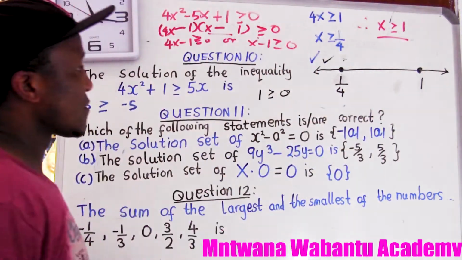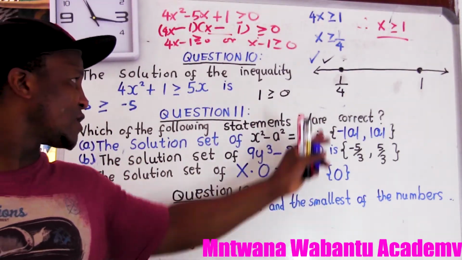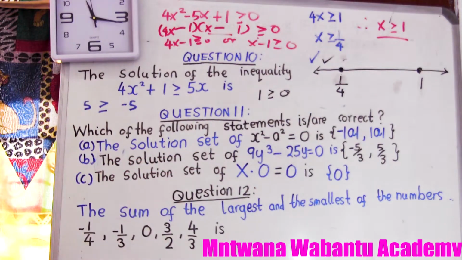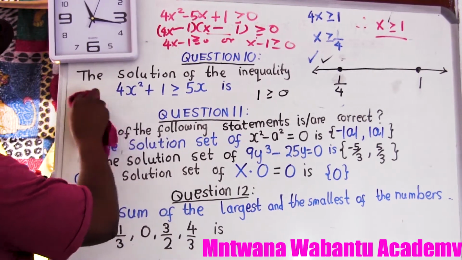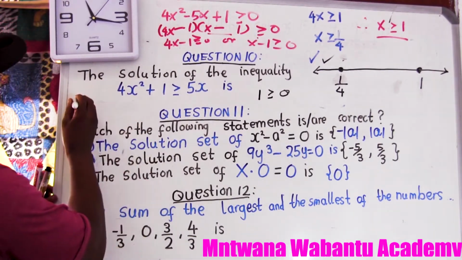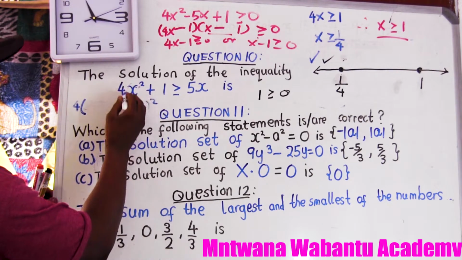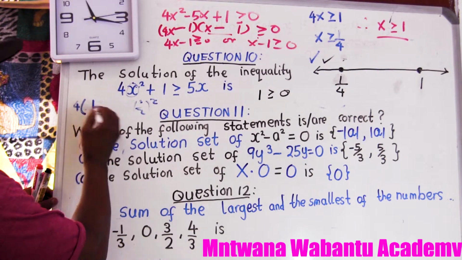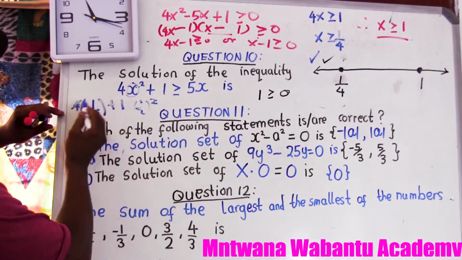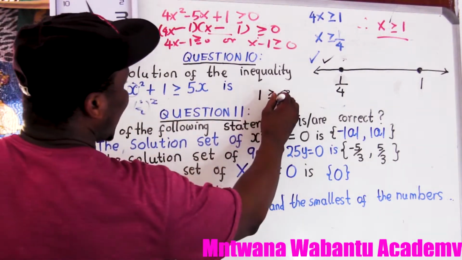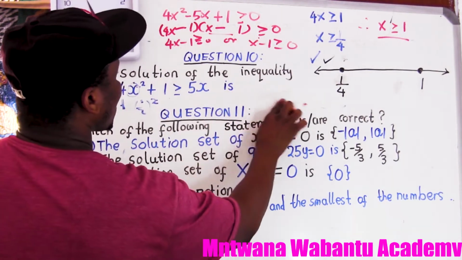Now let's take a number in between. Between a quarter and 1, which number is between them? Let's say a half. Now, let's plug in a half here and see if it's true or not. If I put a half here, it's going to be 4 times a half, which is 1 over 2, and then we square. 1 squared is 1, 2 squared is 4, so 4 times 1 over 4 is 1. Plus 1, 1 plus 1 equals 2. So the left-hand side is going to be 2.